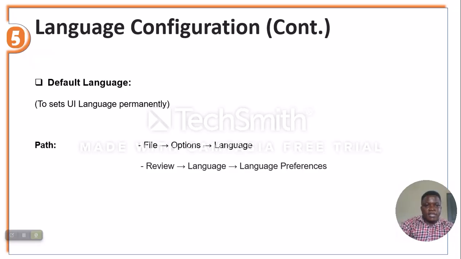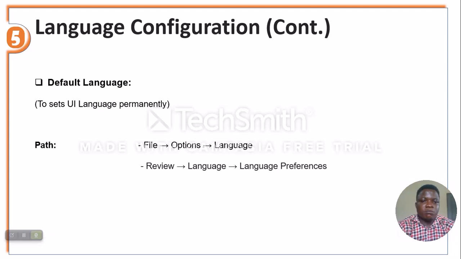So now I am going to talk about the default language, that is to set the UI language permanently. What it means is that language configuration in software applications allows users to set their preferred language for the user interface, that is the UI, and other features. This helps enhance user experience, ensuring that the interface is accessible and comfortable to use.